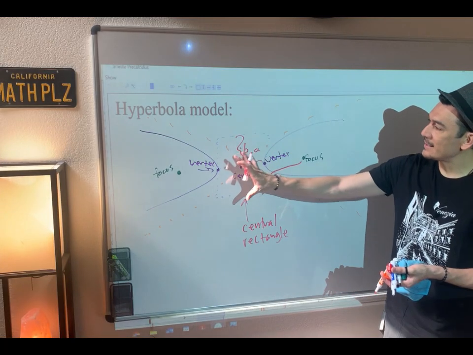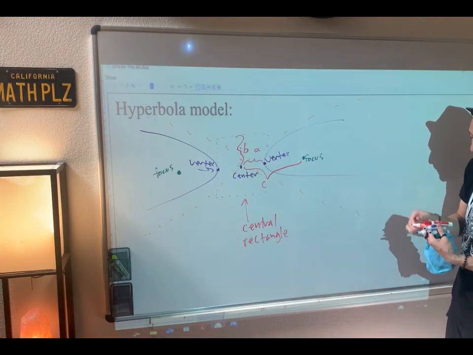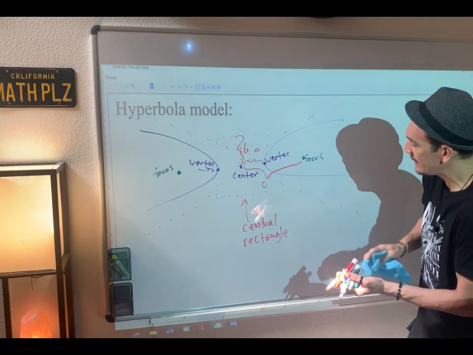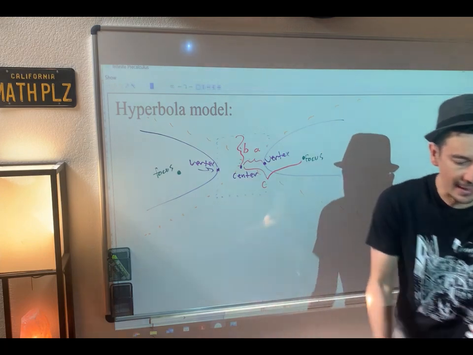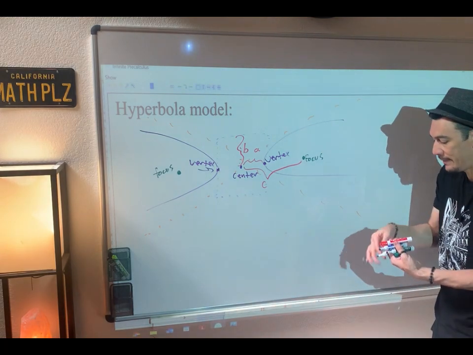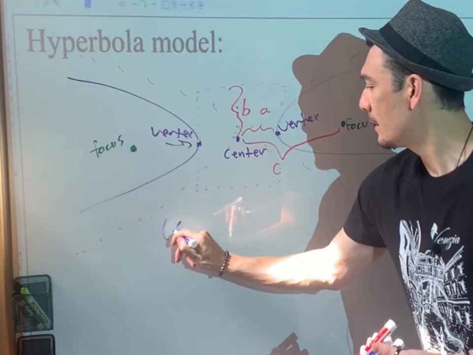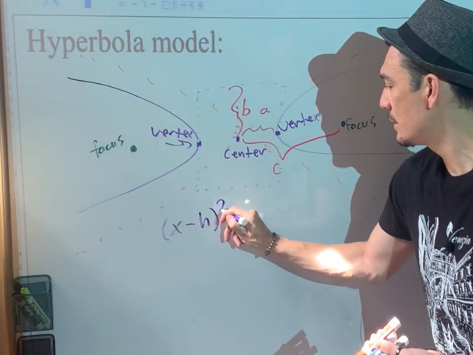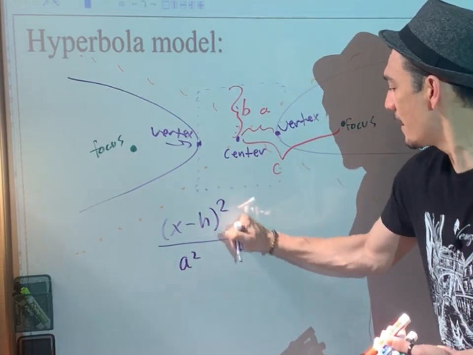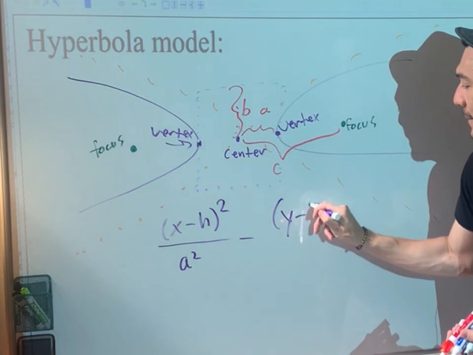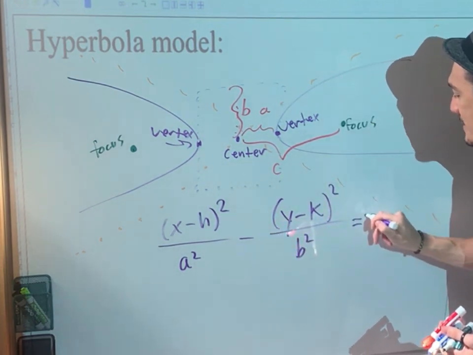And this is the sideways version. Now let me give you the equation, right? I have to tell you the equation for this guy. And your equation would look like this. So let me erase the word central rectangle. And let me tell you the equation for the hyperbola itself. All right? So it would look like this. The one that goes sideways, it would go like (x minus h) squared over a squared minus (y minus k) squared over b squared always equals 1.